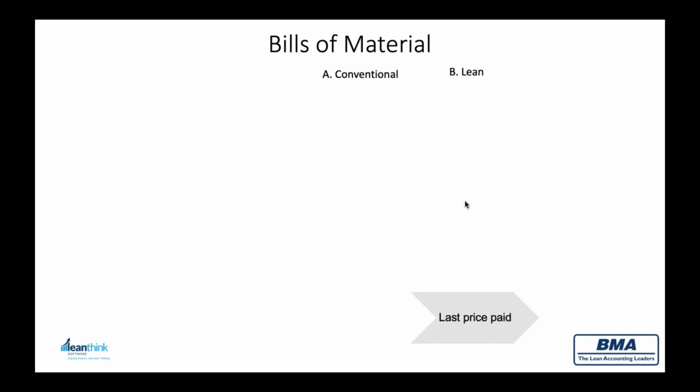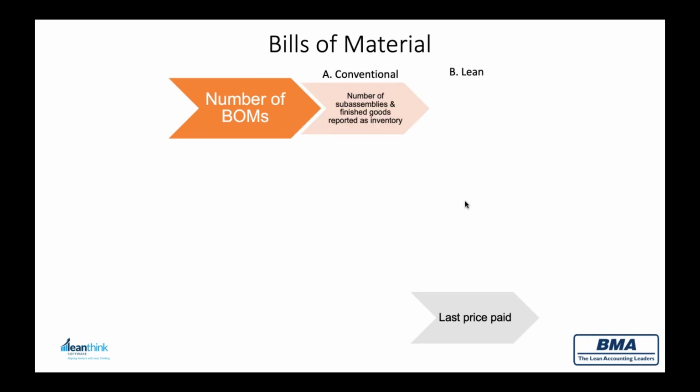So if you look at bills of material, which are used to calculate the cost of material, first of all, there's the quantity of bills of material. Now, in a traditional or conventional manufacturing organization, you have a bill of material for every item that gets reported as inventory, whether it's a subassembly or a finished good. From a lean viewpoint, if we go to single piece flow and make to order, we have an opportunity to maybe reduce the number of bills of material to just finished goods only, because we might be making subassemblies, but they're not really holding in inventory very long. Maybe they're not even going into inventory. They're just going into the finished good.